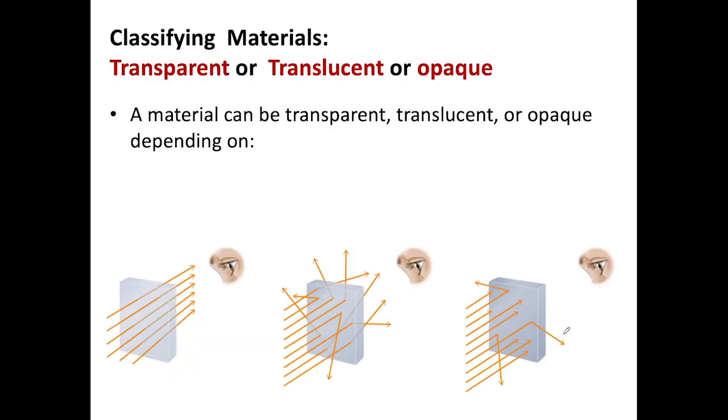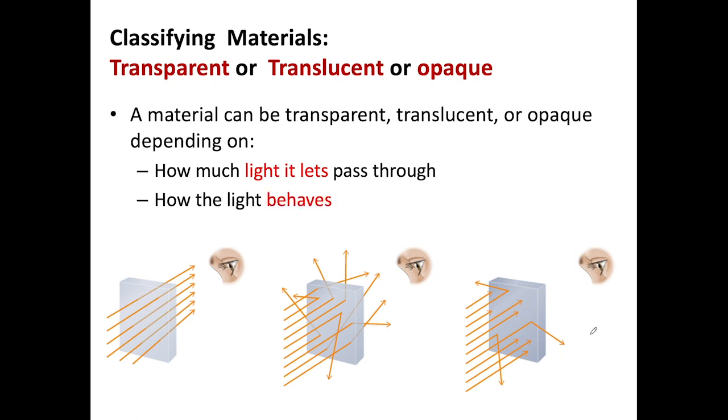Classifying these materials is pretty straightforward, so we're going to go over a couple ways to do that. Materials can be transparent, translucent, or opaque, depending on how much light passes through. So if lots of light goes through versus a little bit of light versus absolutely no light. Also, how light behaves when it interacts with the surface, so if it fully transmits versus reflects or absorbs, and if you can see through it.